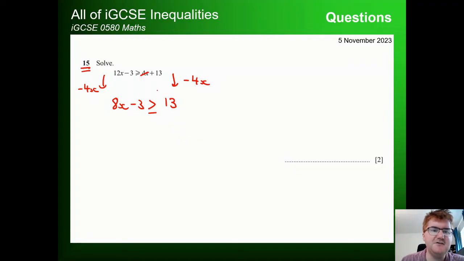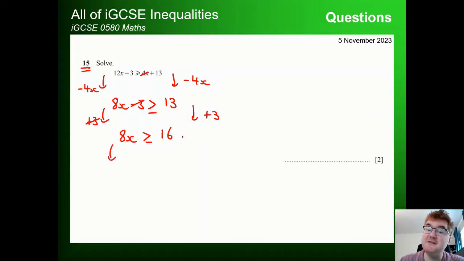We want to get the x on its own. -3, kind of annoying. What's the opposite of that annoying -3? Well, +3 on both sides. This cancels, giving us then just 8x greater than or equal to 13 plus 3 is equal to 16. And we're almost there. We just need to get rid of this times 8.